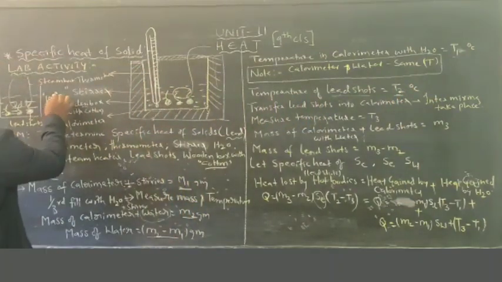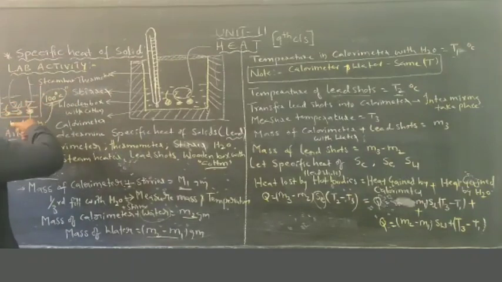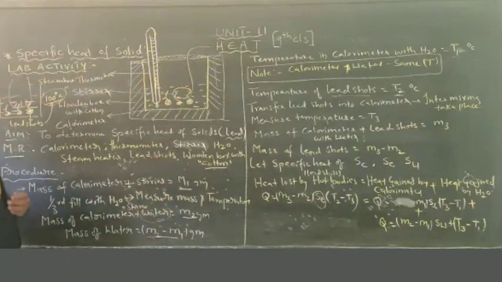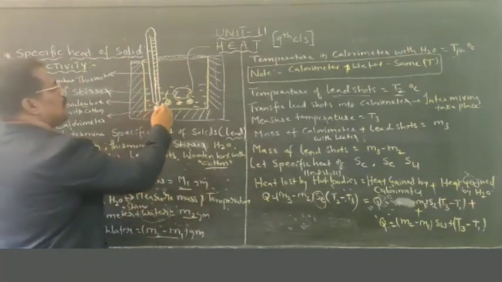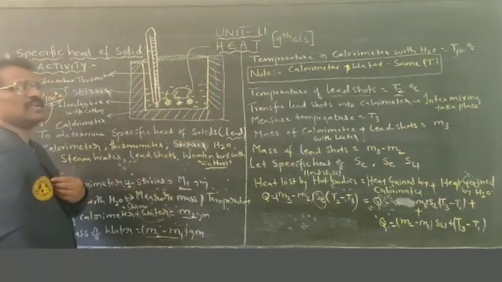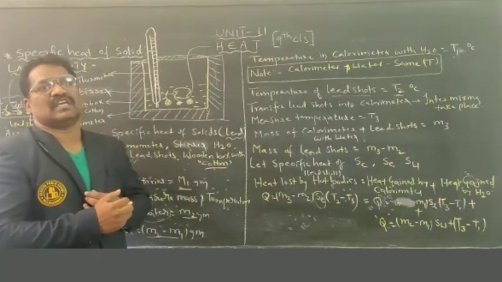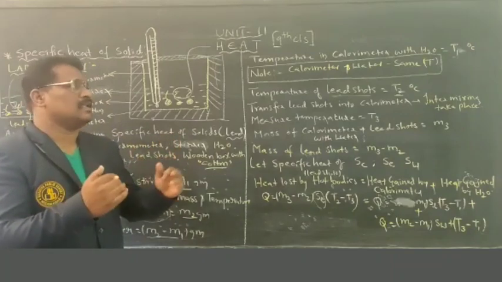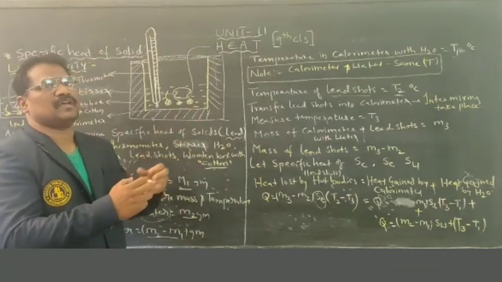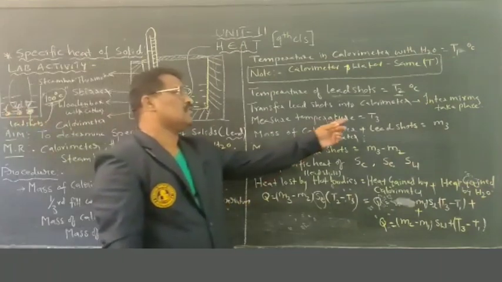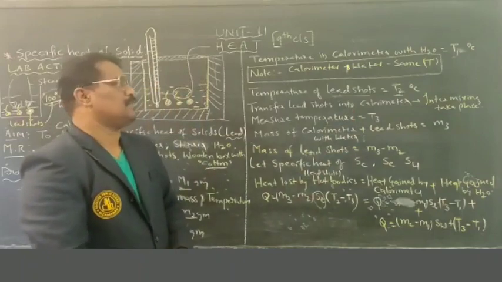After noting its temperature at 100 degrees centigrade, using forceps or any other device, place the lead shots in the calorimeter and close the lid. Now the lead shots are transferred into the calorimeter. As we transfer them, the two substances intermix and attain an intermediate temperature. Note down that temperature as T3.